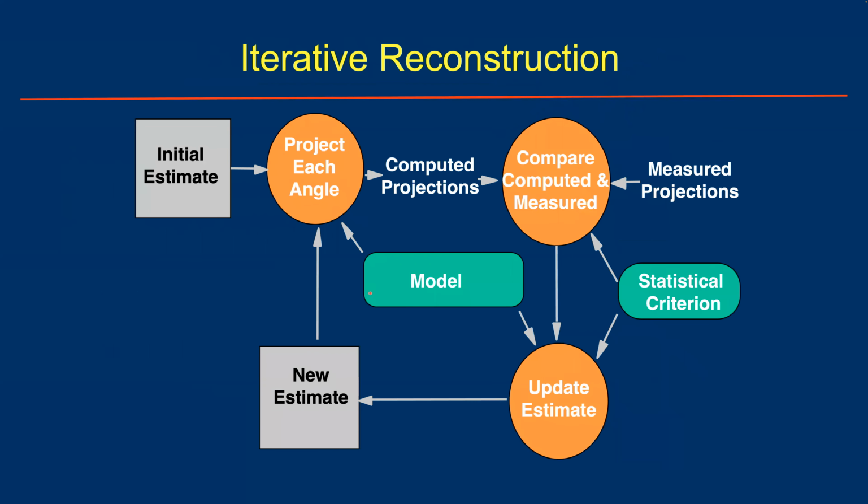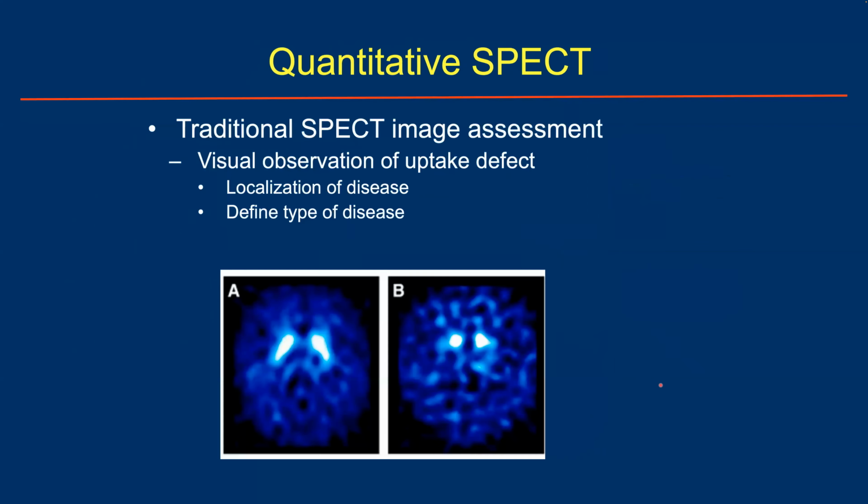This shows the basic framework of iterative reconstruction. It starts from an initial estimation, then we project images to different projection views based on a mathematical model of the imaging system and the physics. Then we compare the estimated projection with the measured projection based on a certain statistical criterion, which will generate an update matrix we can use to update the estimated image. When we go through this iteratively, we can gradually improve image quality and produce images with much better quality than the analytical reconstruction method.